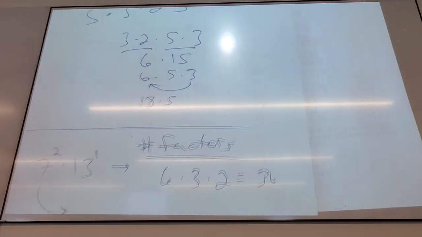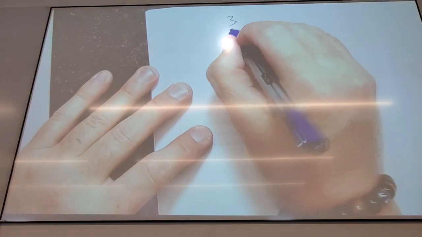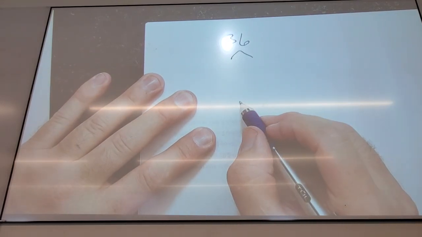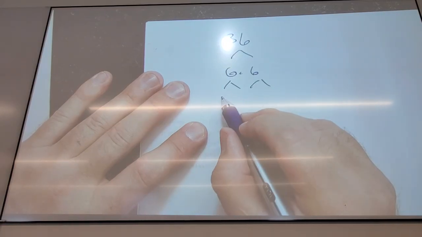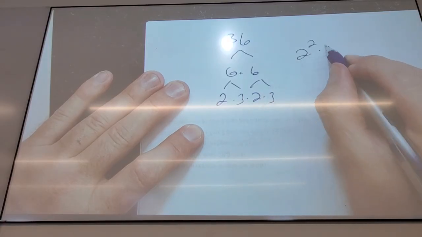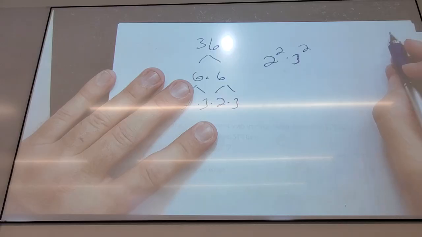So, what was I about to say? That's all right, John. What if I had a square number, so like 36? Break that down for me. Break it down. 6 times 6. 2 times 3, 2 times 3. So I get 2 squared times 3 squared, yes? So how many factors will this have?